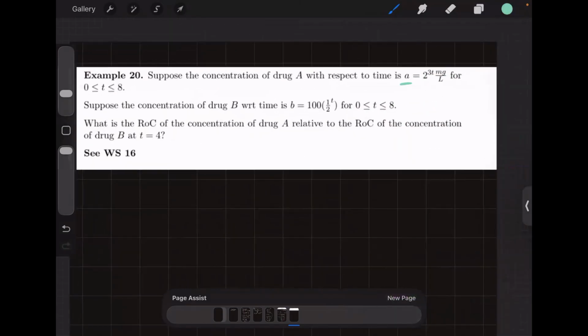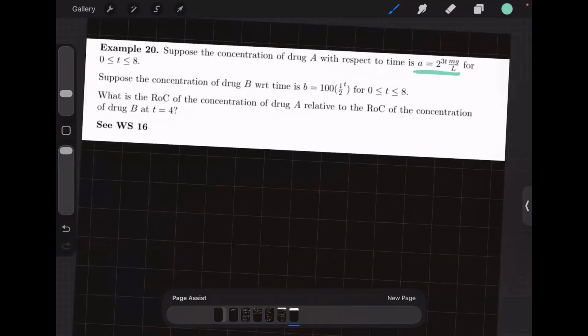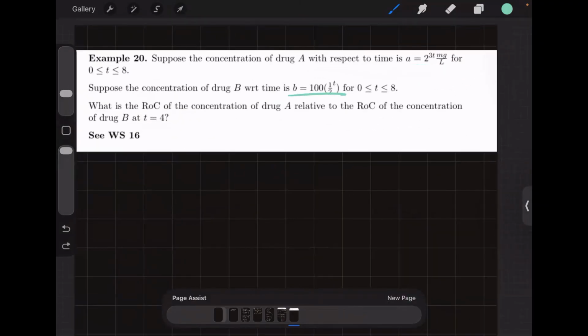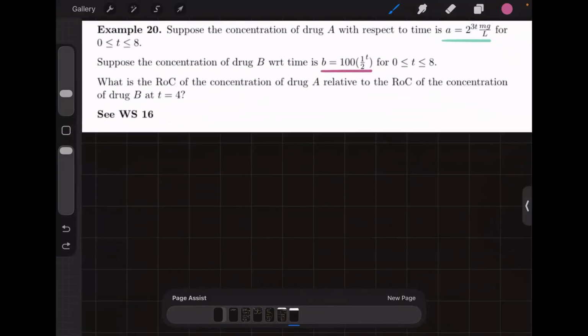So you have your A function, milligrams per liter, and you have this function. Let's do this in pink. The range is important just because it's not true for all t values. You have to make sure everything's overlapping properly. So you want the rate of change of A relative to the rate of change of B. So your goal is dA divided by dB.